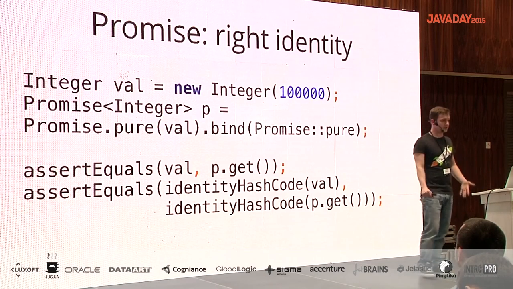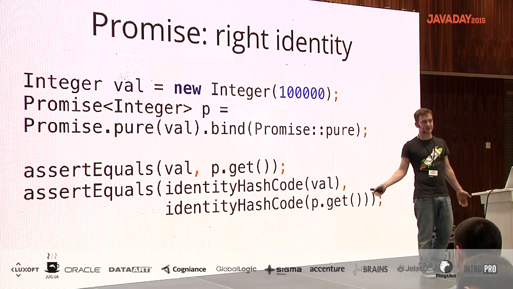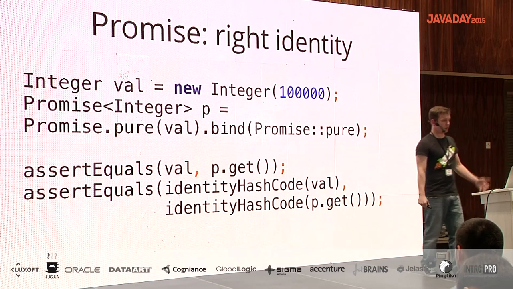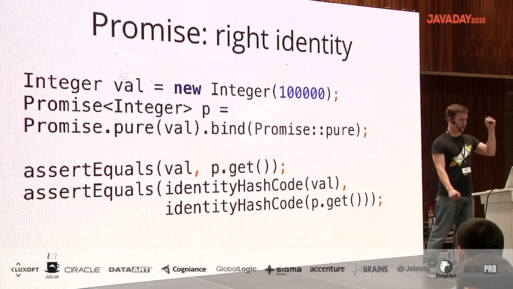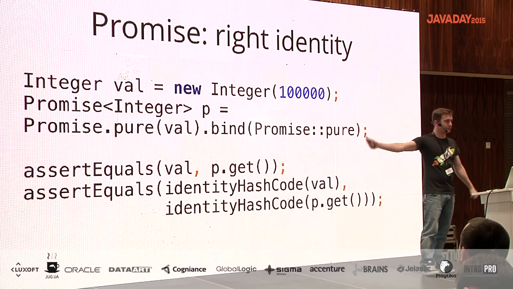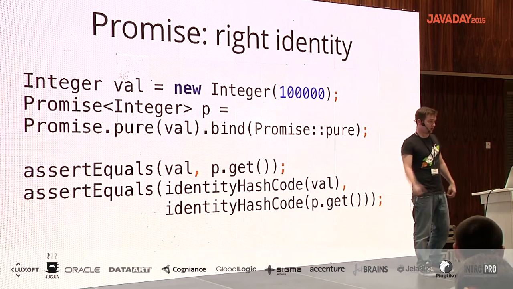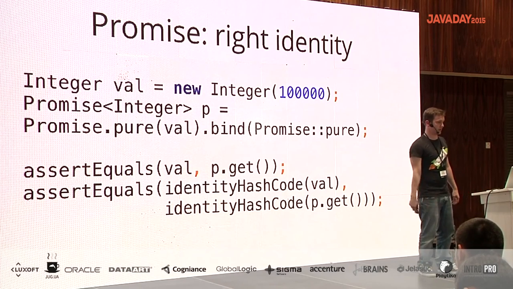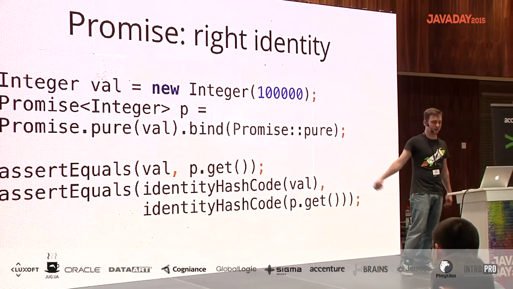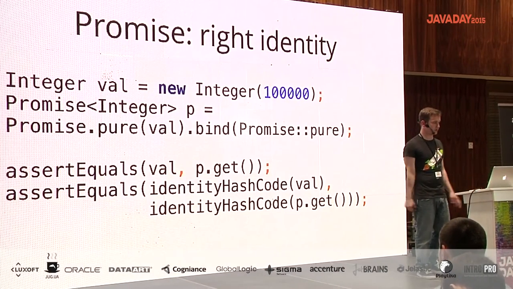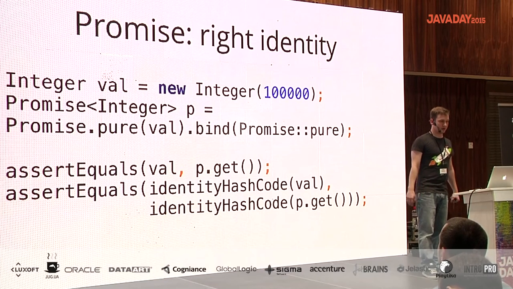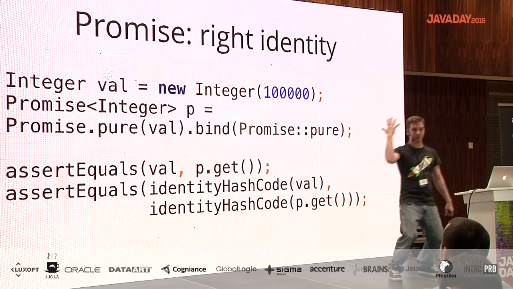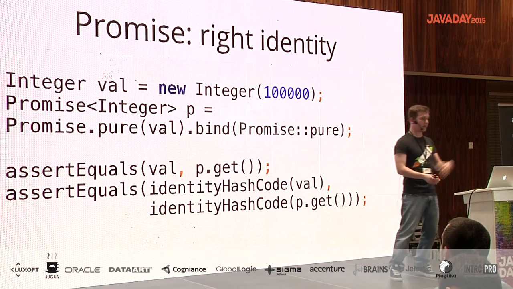So the right identity rule is exactly the same as we showed in the previous slides. If we take a promise of a value and bind the promise pure in there, then we should get the initial value when we observe that. And we can check the hash code as well if we want to be really strict. And on integers that might work, might not work. But in a sense, you have a means to specify that your Monad instance behaves the way it should behave.